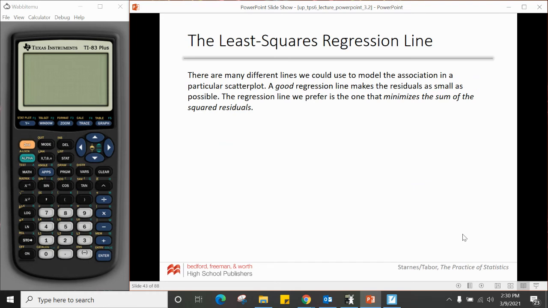All right. So the least squares regression line. There are many different lines we could use to model the association in a particular scatter plot. A good regression line makes the residuals as small as possible. The regression line we prefer is one that minimizes the sum of the squared residuals. So what it's saying is you could do a lot of different residuals. The one that we will focus on is making the residuals as small as possible.